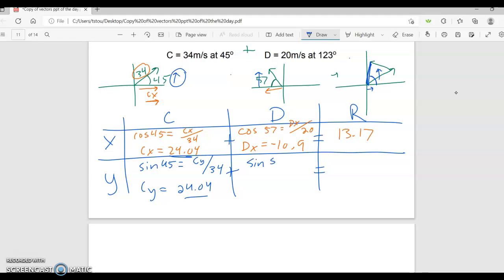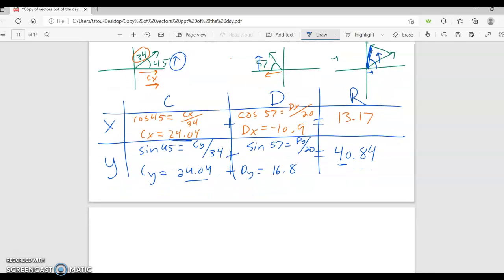Same pattern here, sine of 57 equals my d sub y over its hypotenuse, which is 20. So I get a d sub y of 16.8. Both are in the positive direction as we talked about, so I just got to add them up, and I'll get a 40.84. And that kind of does make sense to have a big 40 there. It's going really high up here in the y direction, so that makes sense.